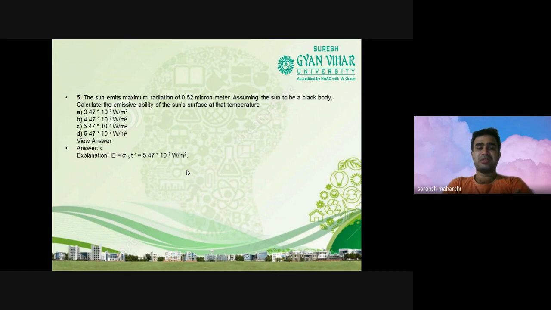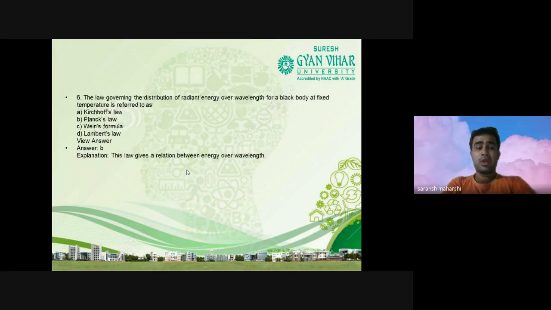5.47 times 10 to the power 7 watt per meter square, because the formula for the radiation from a black body is denoted by capital E equal to sigma times T to the power 4. Putting the values in this formula, we get 5.47 times 10 to the power 7 watt per meter square. So the correct answer is option C, 5.47 times 10 to the power 7 watt per meter square.